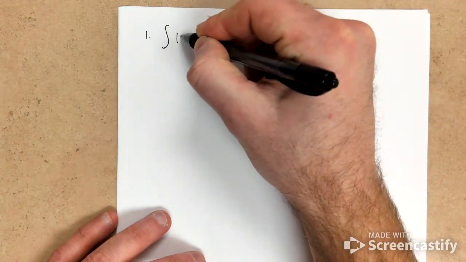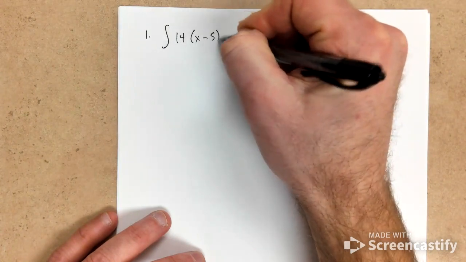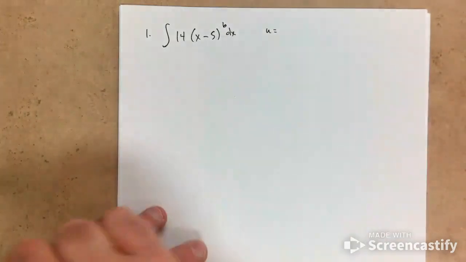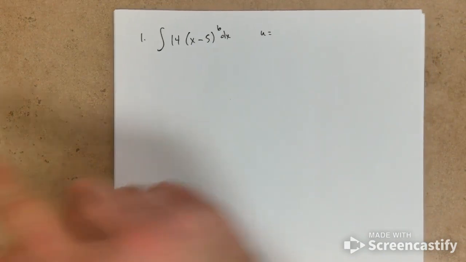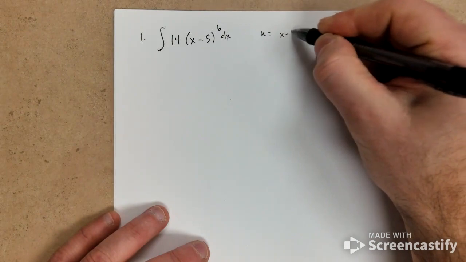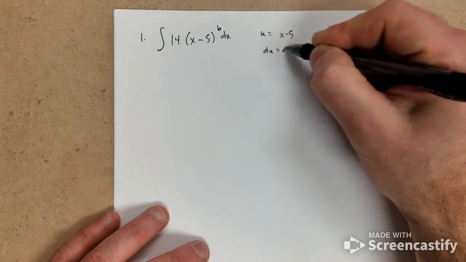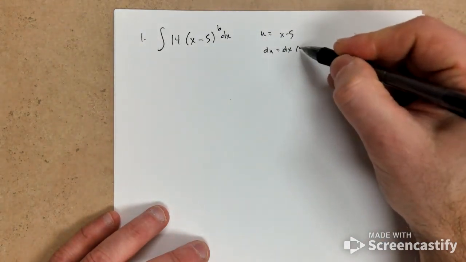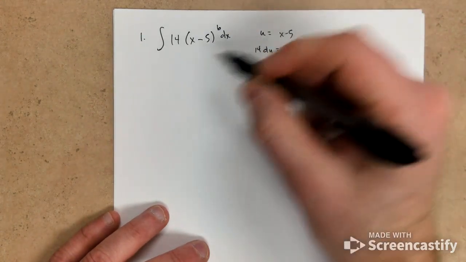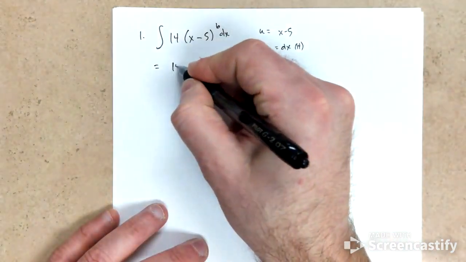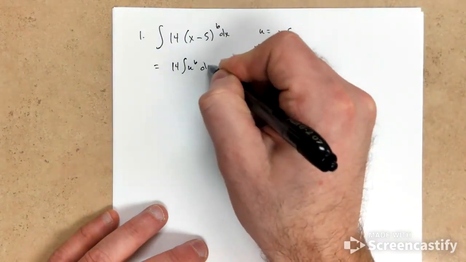Integral of 14 times (x minus 5) to the 6 dx. This is a straight u substitution. So we're going to let u equal x minus 5, du equals dx. So when we substitute this in, I want to replace 14 dx. You can say, hey, I'm just going to multiply by 14, or you can pull the scalar out. It doesn't really matter. So this is going to be 14 u to the 6 du.